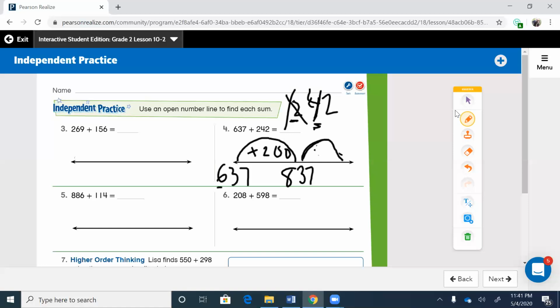So I'm going to do 42 in 2 jumps, 20 and 20, plus 20. Okay. 3 is in the middle. That's a tens place. Hundreds, tens. We went 2 jumps, so 3 plus 2 is 5. And the 1s stay the same. Now I got to make another jump of 20, and I'm going to run out of room.